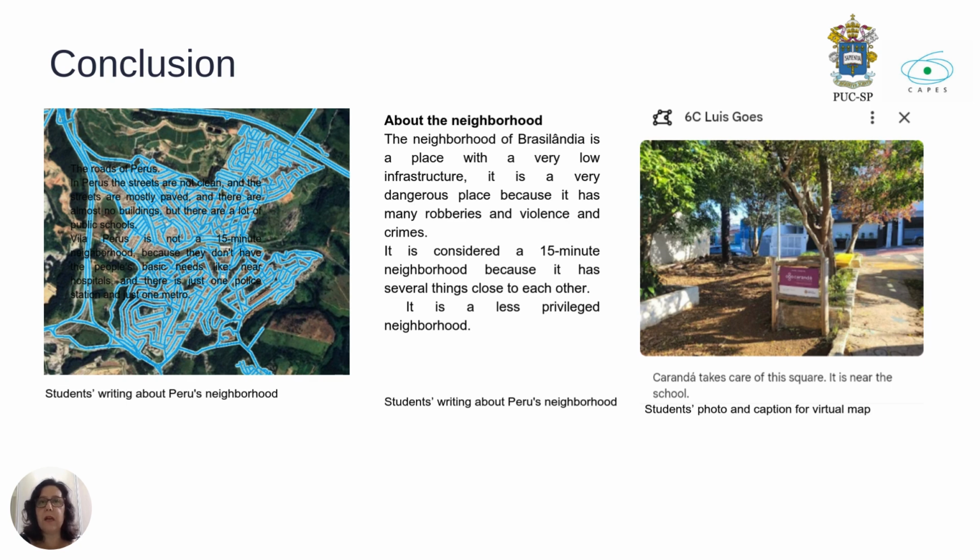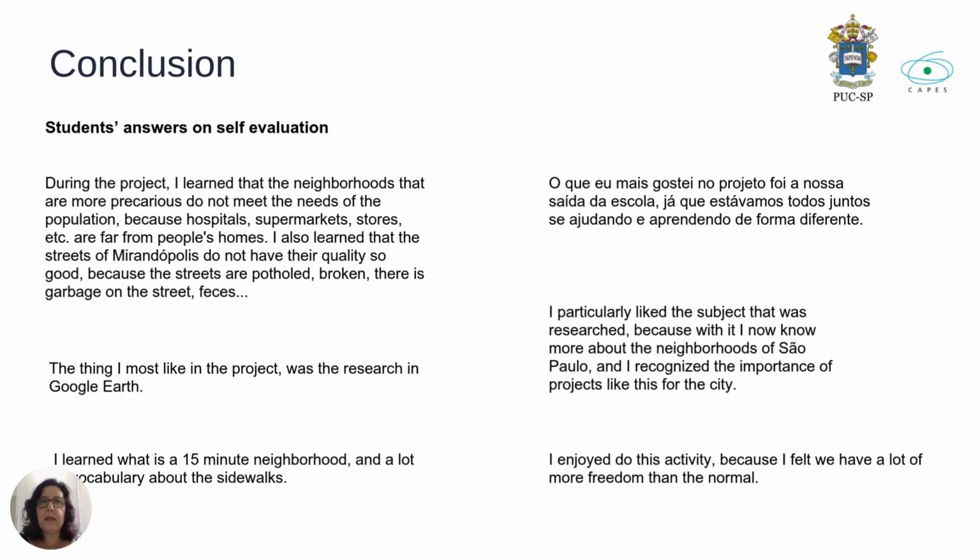The image on the right is a photo taken on the day we walked around the school to observe the condition of the streets. It is part of the virtual map the groups created to illustrate their findings. And here we can see the students' answers to the research. So based on that, we concluded that although some adjustments will be necessary for next year if we carry out the project again, the project was successful.